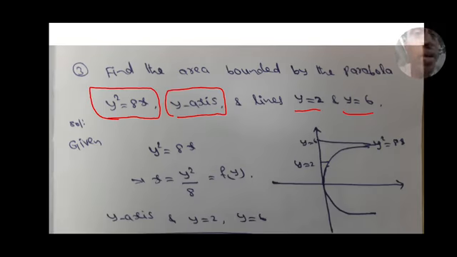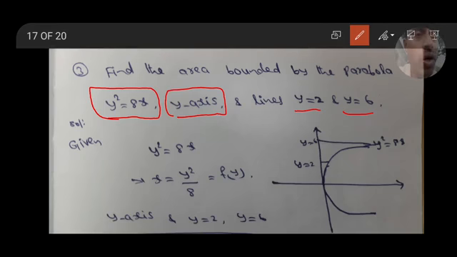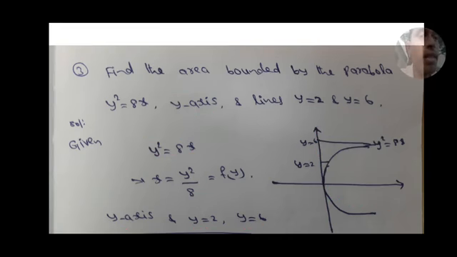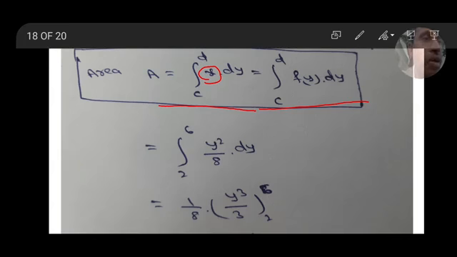So given y square equal to 8x, what is x equal to? 8 will come to this side, y square by 8, that is f of y. And y axis, and y equal to 2, and y equal to 6. If you draw the diagram, y square equal to 8x is the parabola, and y axis, y equal to 2, y equal to 6. This region area, we have to find this region area. Formula, we already know that formula, integration c to d f of y dy, or integration c to d x into dy.